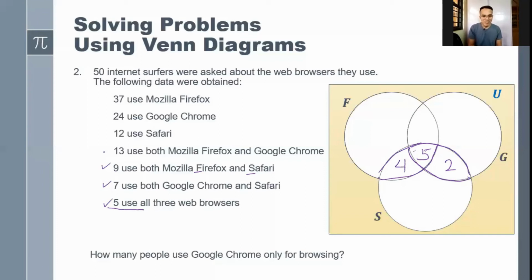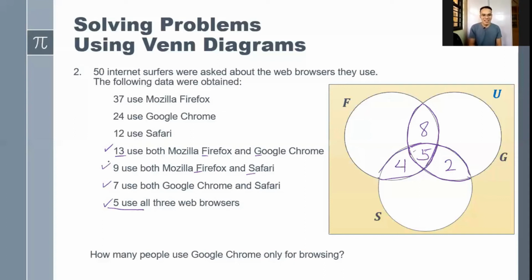The problem says that 13 use both Mozilla Firefox and Google Chrome. So we have a total of 13 in the region common to Google Chrome and Firefox. And this is the region common to Google Chrome and Firefox. If we look at this, there's already 5 in it, and we need how many more to make 13? We need 8 more. 8 plus 5 is 13.